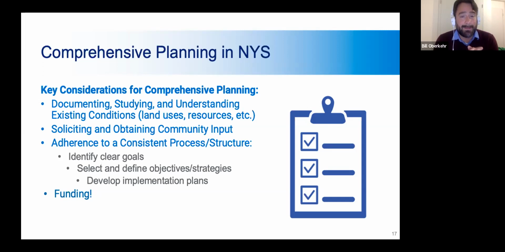We want to solicit and obtain community input. It's much easier, better, and less stressful to obtain the community input upfront than wait until there's a problem and get the community input that way. I'm sure folks are probably aware of that. Seeking that input actively in the comprehensive planning process is really a great way to make sure that members of the community are involved in the planning process.